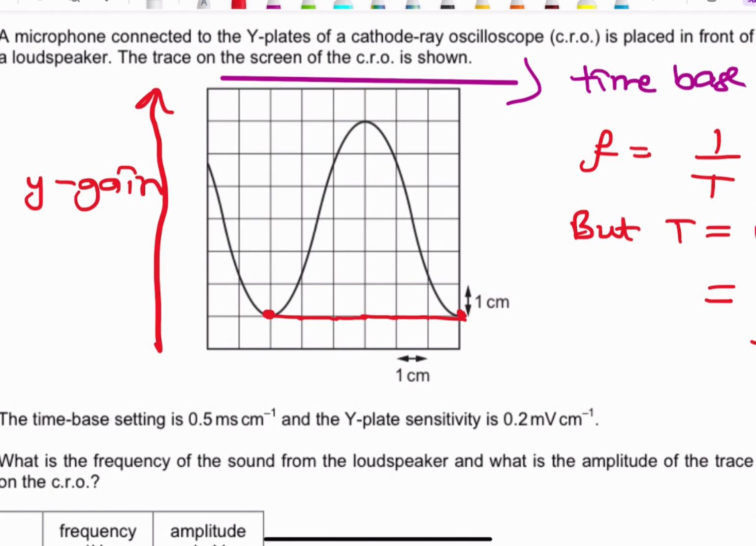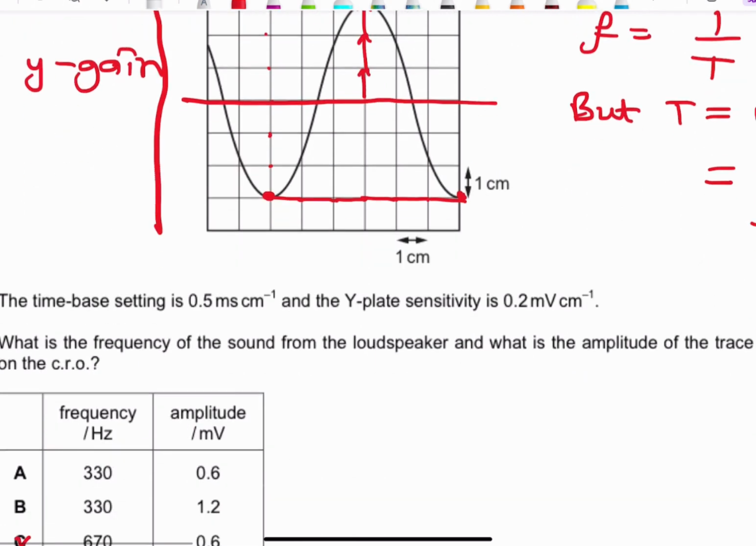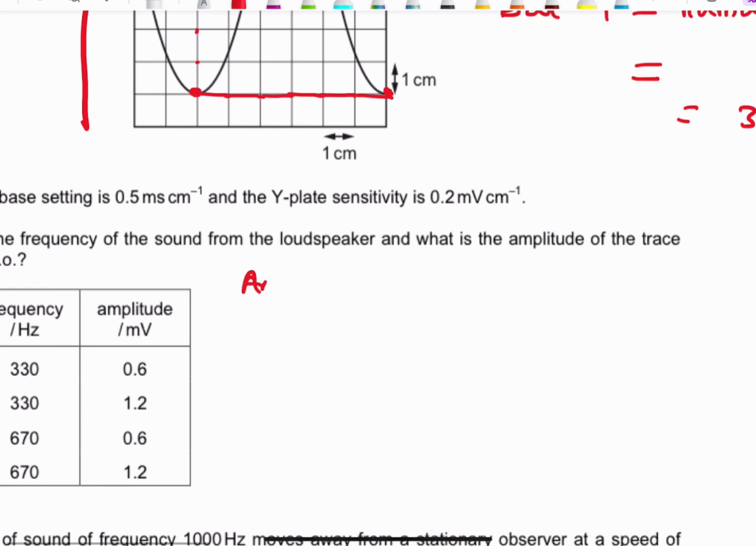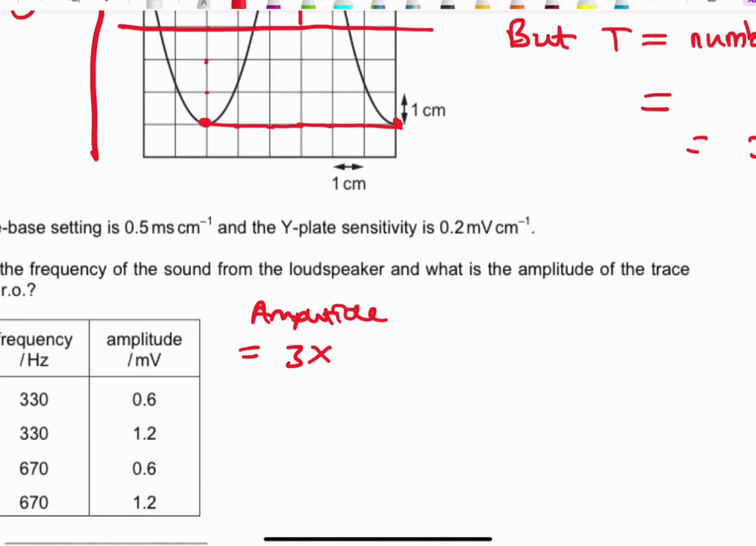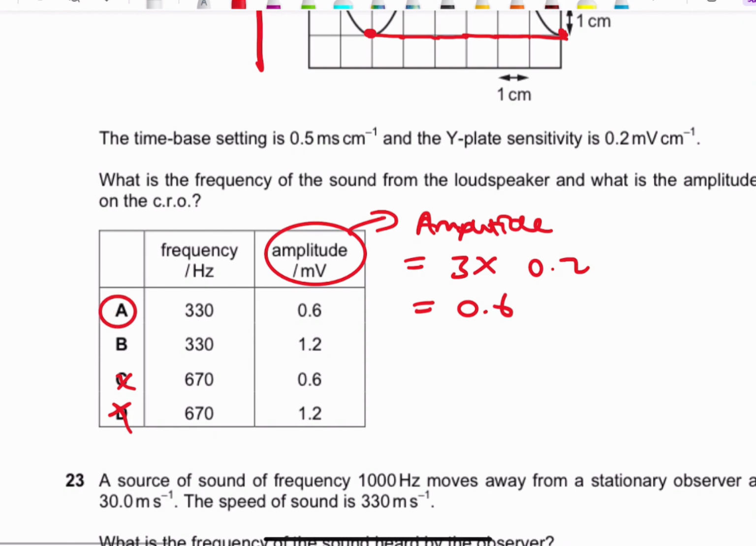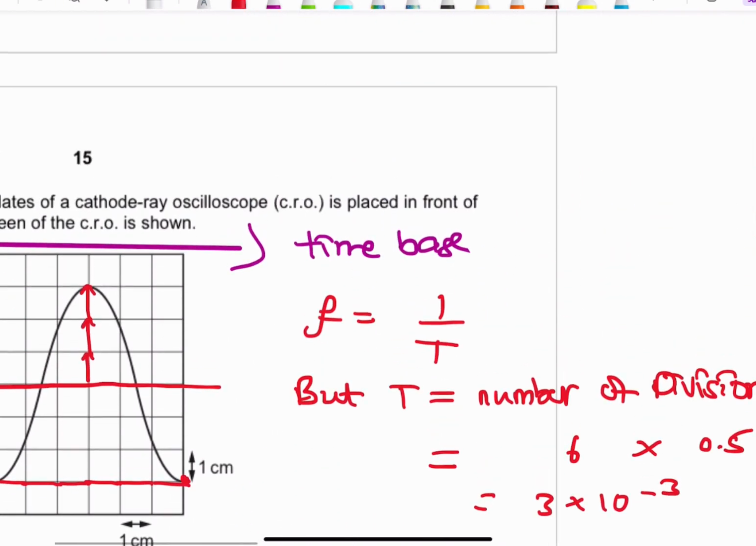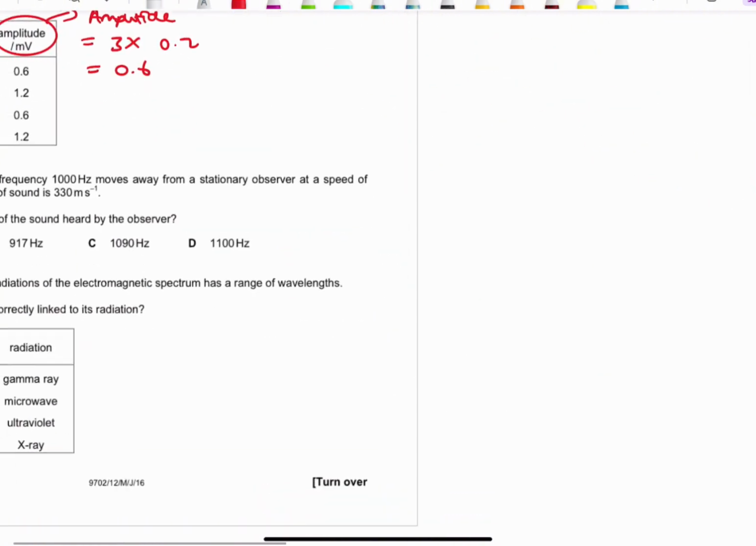So since the lowest one is here, and I have 1, 2, 3, 4, 5, 6 going up, it means that the third one here is going to be my equilibrium position. So my amplitude is actually going to be 1 here, 2 there, and 3 there. So it's actually going to be 3. So my amplitude is basically going to be 3 multiplied by 0.2, which is going to give me 0.6, right? So this amplitude is actually going to be 0.6, and the value of the frequency is going to be 330, right? Very important for you to be thinking of that.